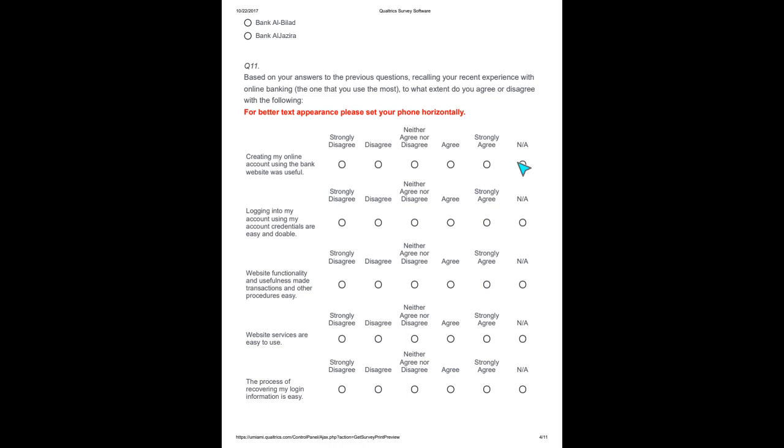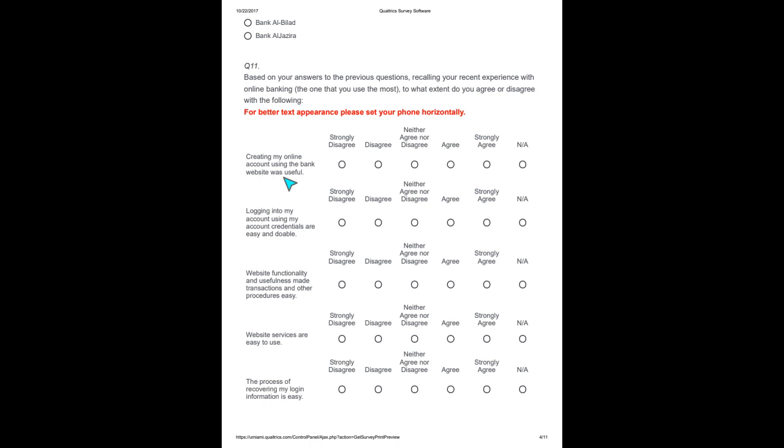Google Form can do that freely. There are some platforms advanced in surveying. SurveyMonkey is one of them. Qualtrics is also one of them. There are many survey platforms. Creating my online account using the bank website was useful.